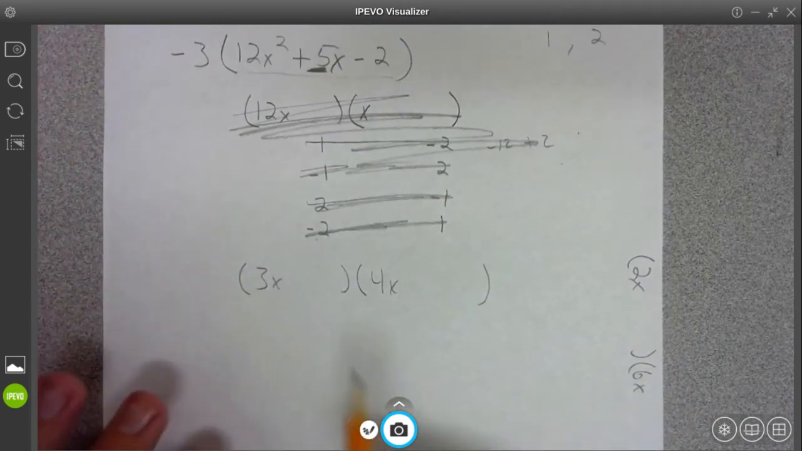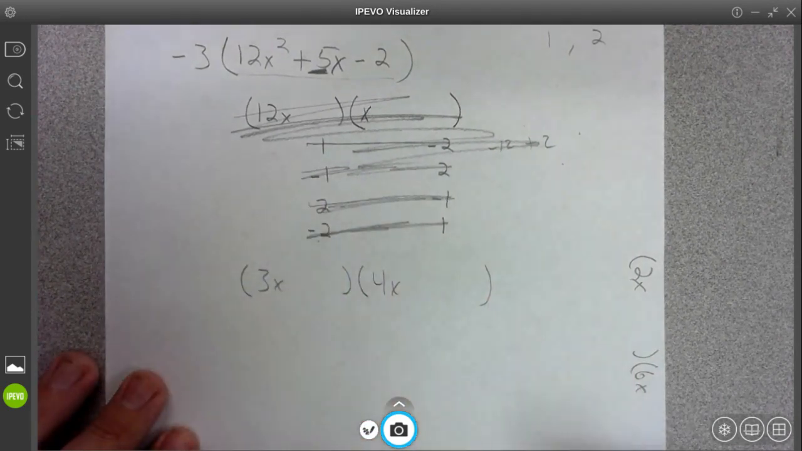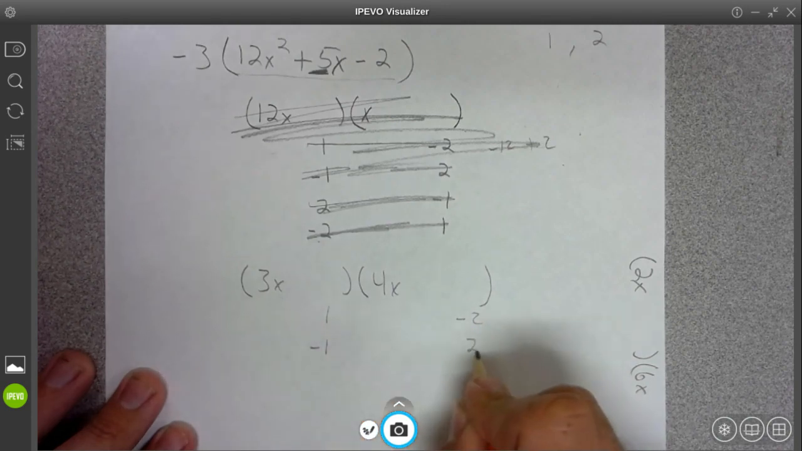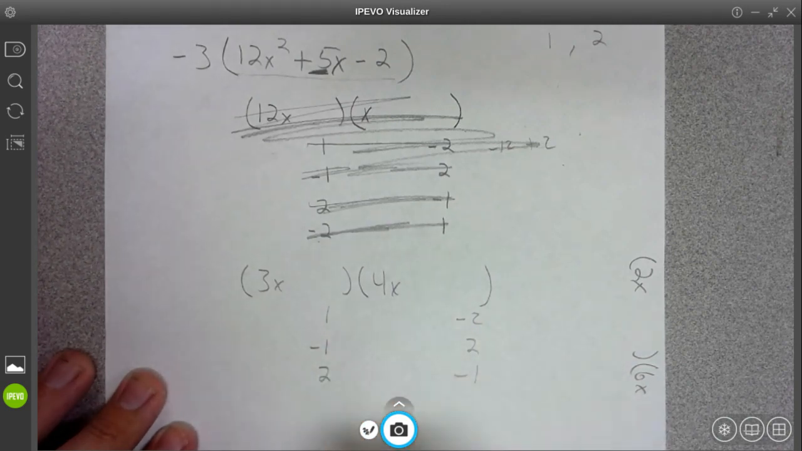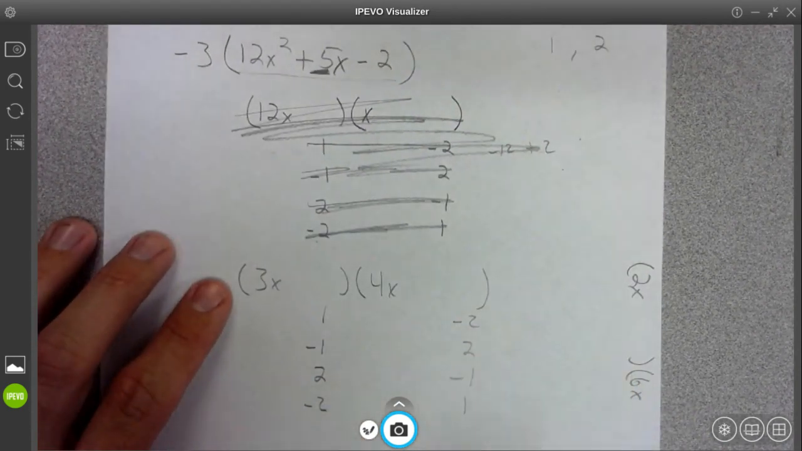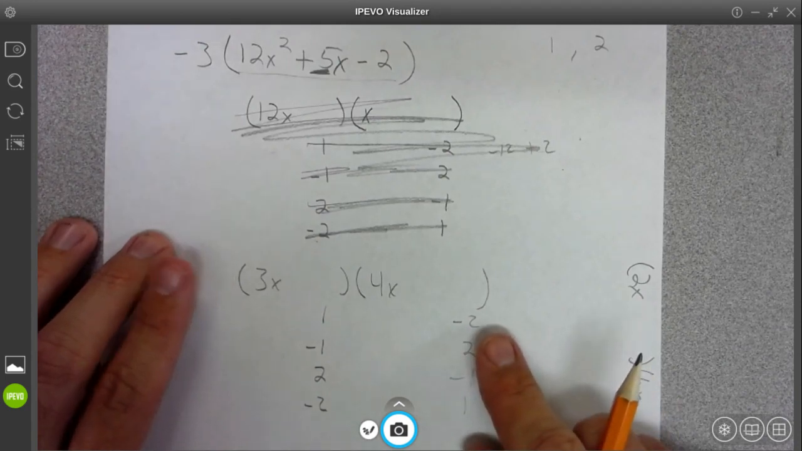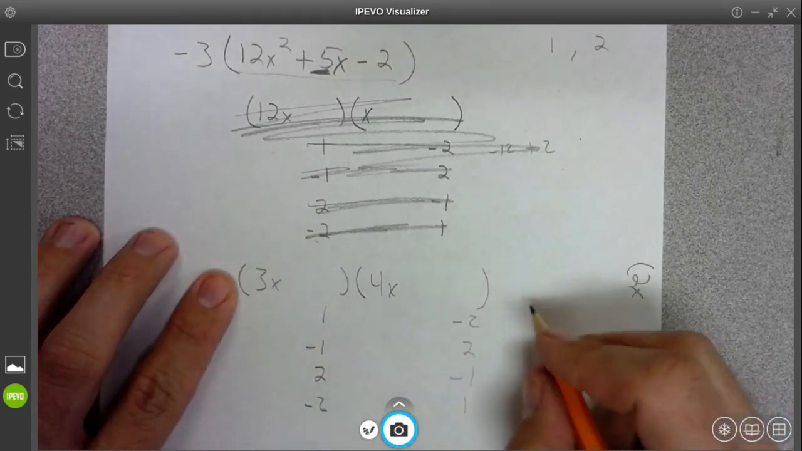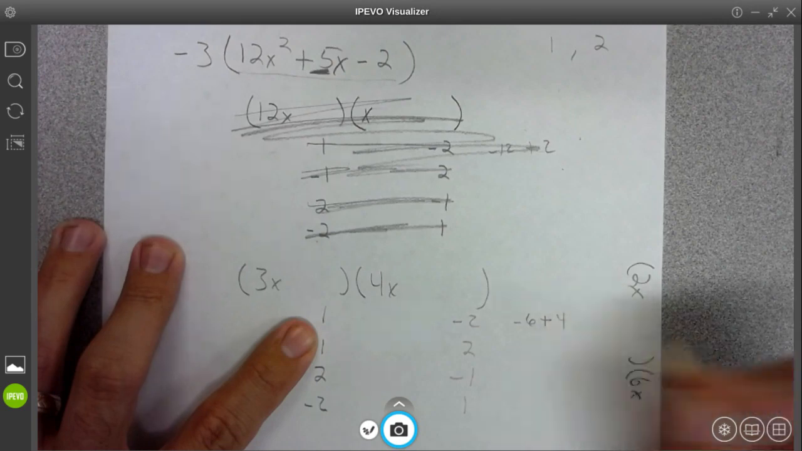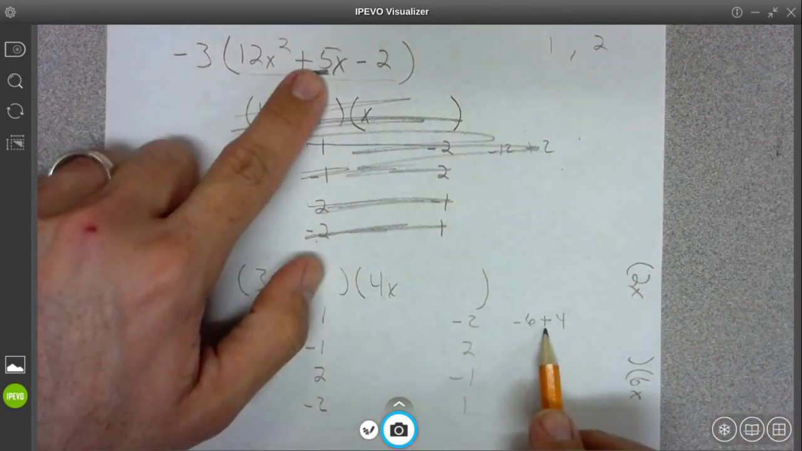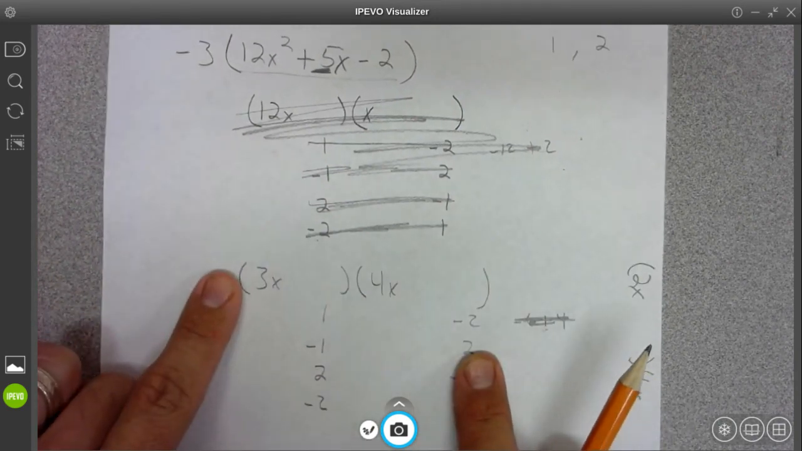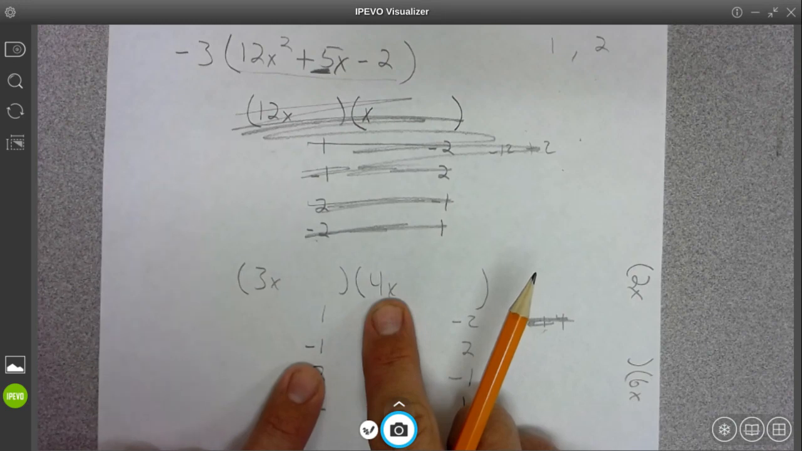All right, let's do the same. I should have just saved those numbers. I had a 1 and a negative 2, a negative 1 and a positive 2, positive 2, negative 1, negative 2 and positive 1. Okay. Here's my combos. We've got 3 times negative 2 is negative 6. And 1 and 4 will make 4. This does not equal positive 5. Here you're going to get positive 6 and negative 4. That's positive 2, so that doesn't work.